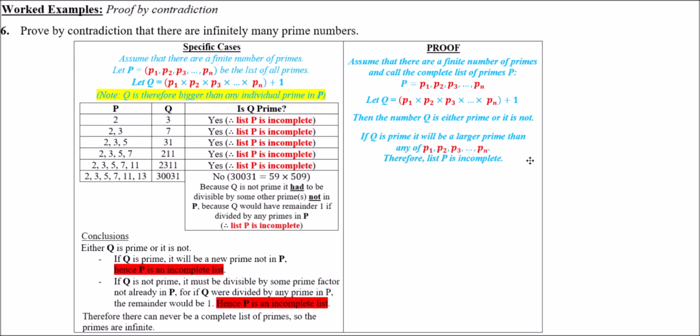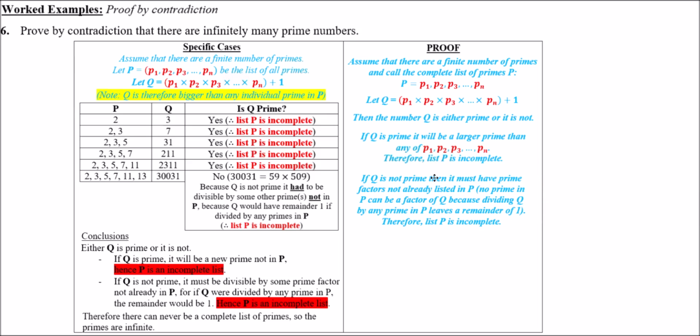Or, what about if Q was not prime? If Q is not prime, then it must have prime factors not already listed in P, because no prime in P can be a factor of Q, because dividing Q by any individual prime in P leaves a remainder of 1 because of this thing attached at the end of Q. Therefore, again, list P must have been incomplete. So either way, you think of it, whether Q's prime or Q's not, we've got an incomplete list.